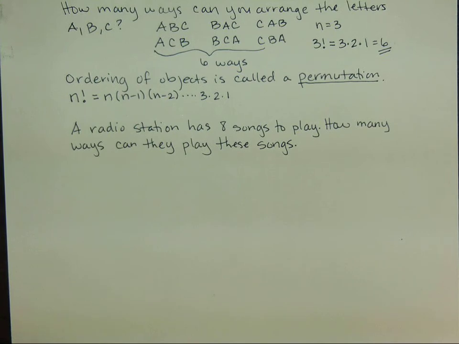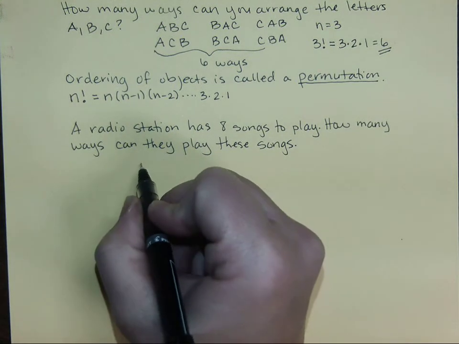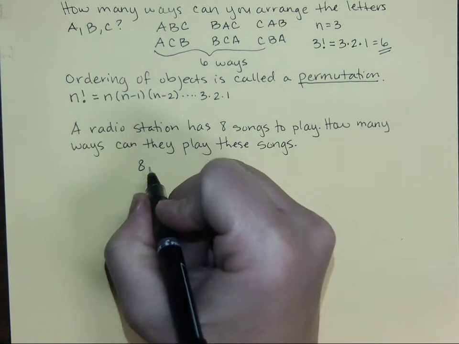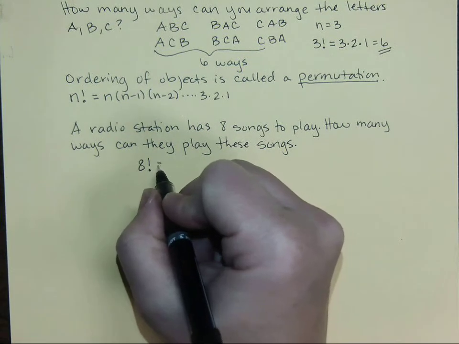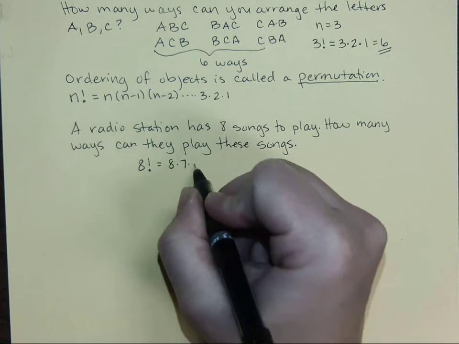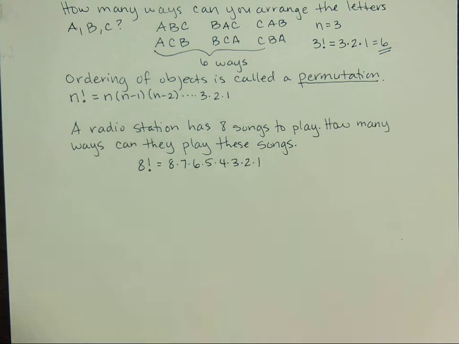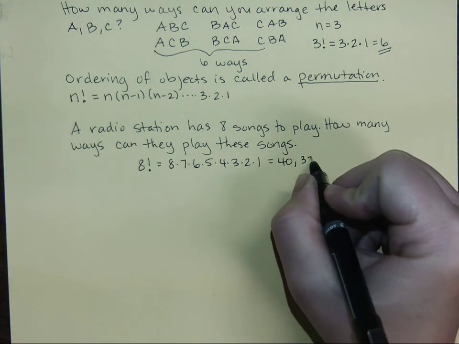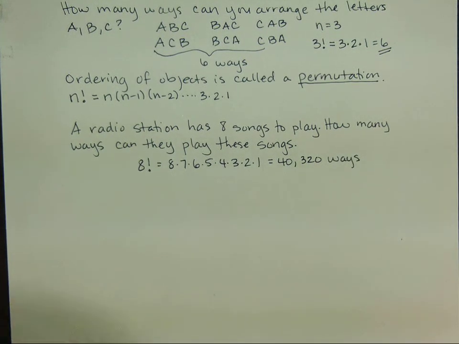Well, that's huge. And again, I'm really thinking about if I have 8 options for the first song, then 7, then 6, 5, 4, and so on. So the number of ways is going to be 8 factorial. If you put that into your calculator, and if you don't have the factorial button, you're going to have to actually multiply all of these descending numbers out. And it's kind of crazy. You end up with 40,320 different ways that you could rearrange those 8 songs to play on the radio.